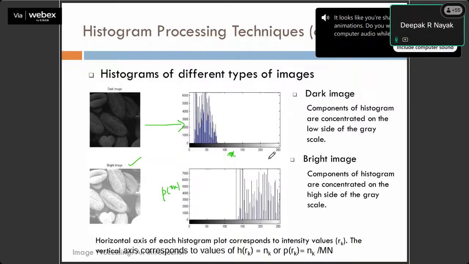So this is r_k. It can be either n_k, the number of times it is present, or p(r_k), the probability of occurrence. In that case, if you add all those values, you'll get 1. That is the probability distribution we are talking about. It is very important for us to design some of the algorithms.